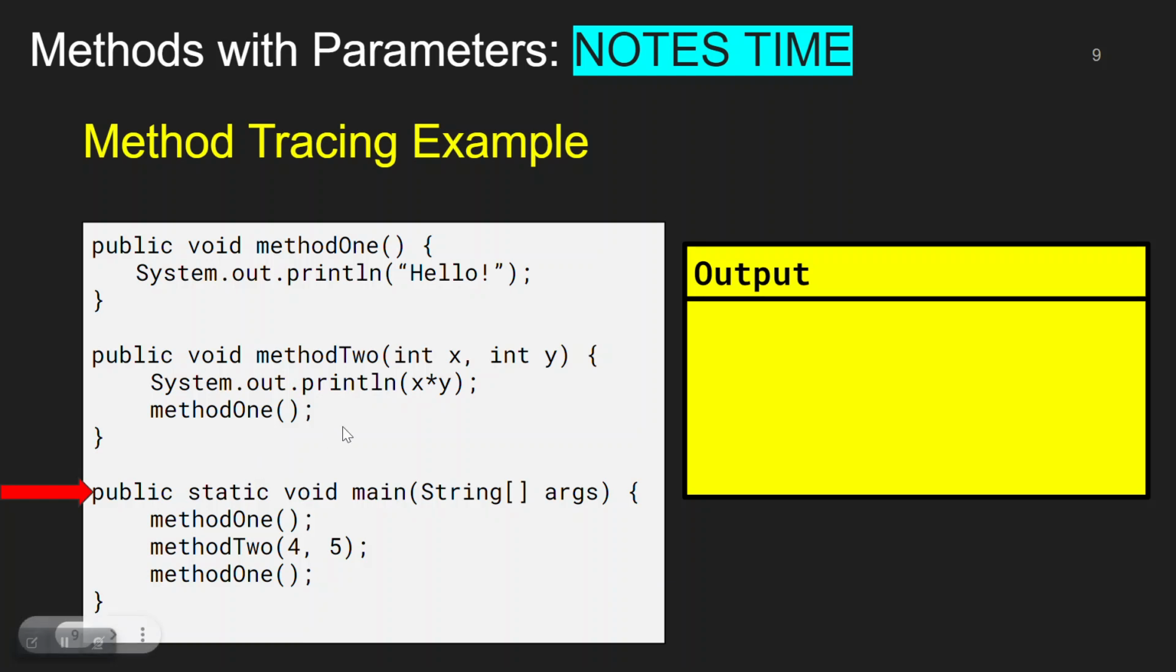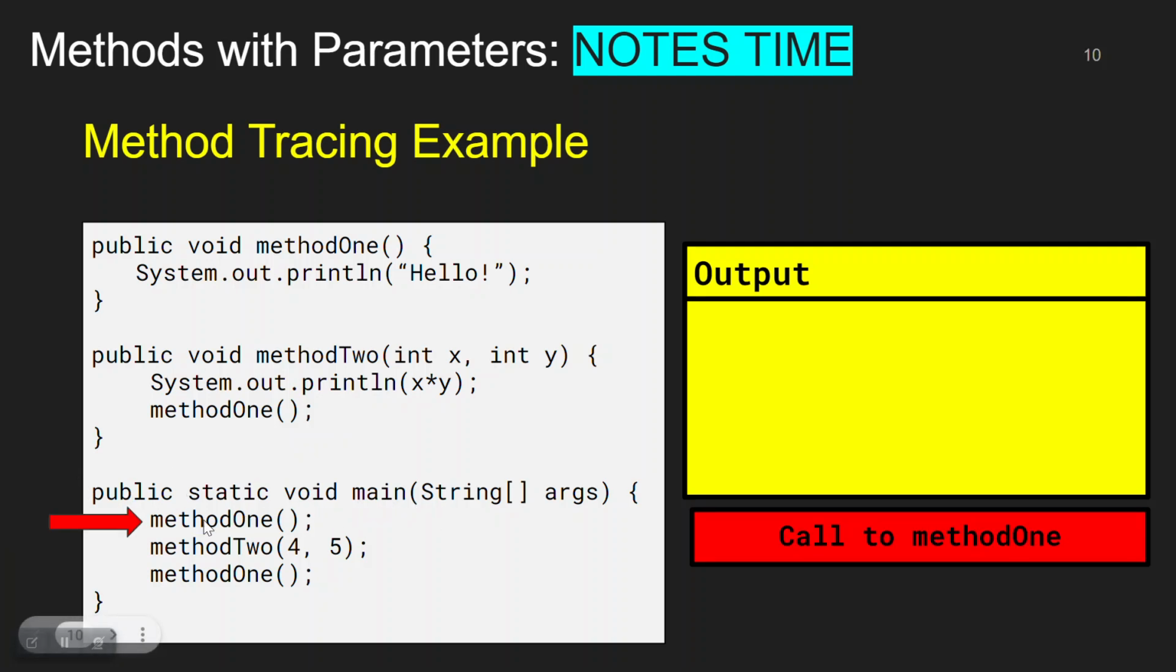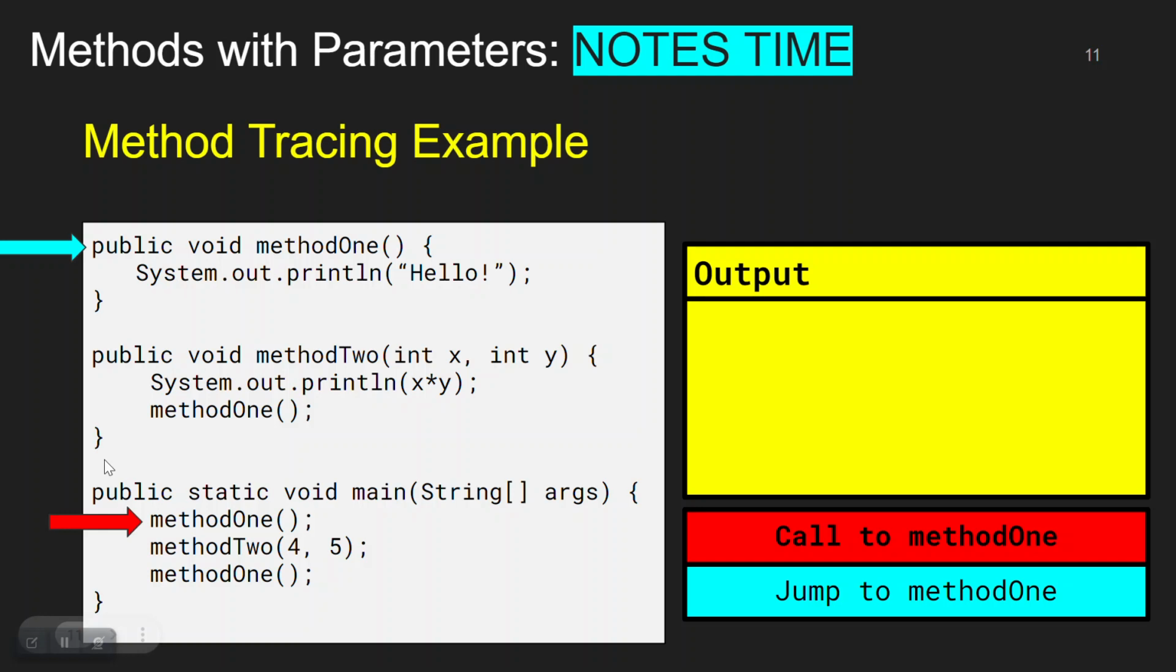So when you're tracing code and you have a main method, obviously you always start at your main method. And so when we go inside, the first thing we're going to do is we encounter a call to method 1. So that means we need to jump up here to method 1. And I'm going to go ahead and keep this arrow right here because we need to complete method 1 before we go on to method 2.